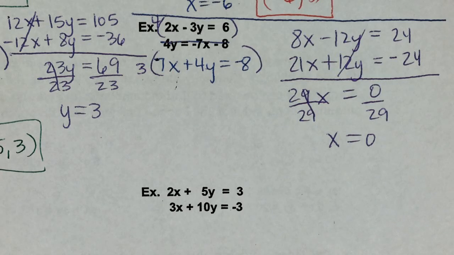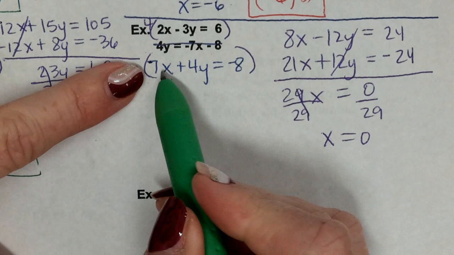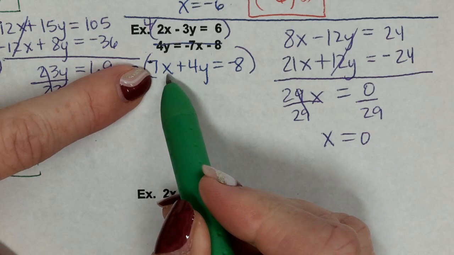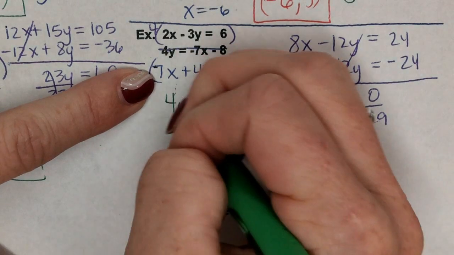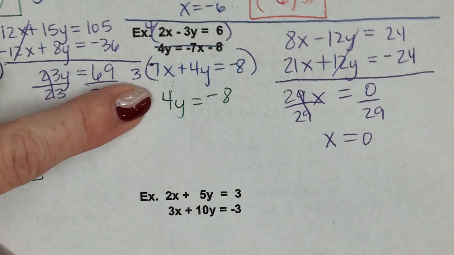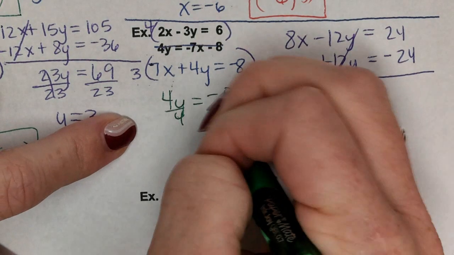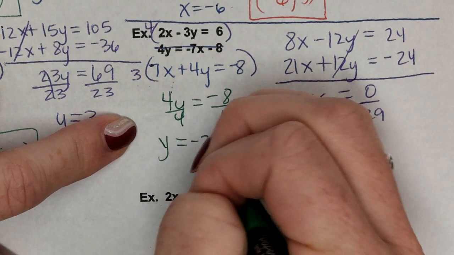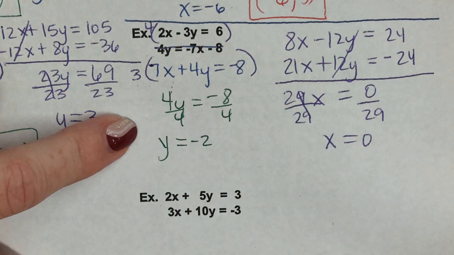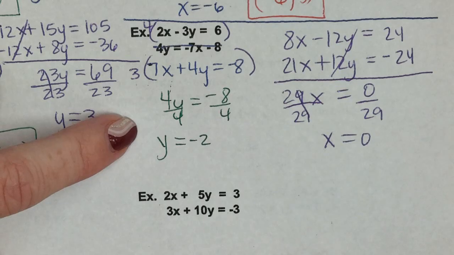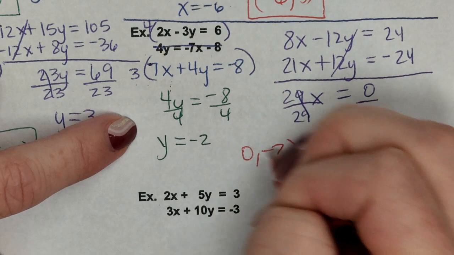Now we plug 0 back into an equation to solve for the y. So I'm just going to plug it back into this one right here. 7 times 0 is 0. So I have 4y equals negative 8. Y'all agree that that was 0 over here, right? I divide by 4, and I get y is equal to negative 2. So what can I think? My coordinate is 0, negative 2.